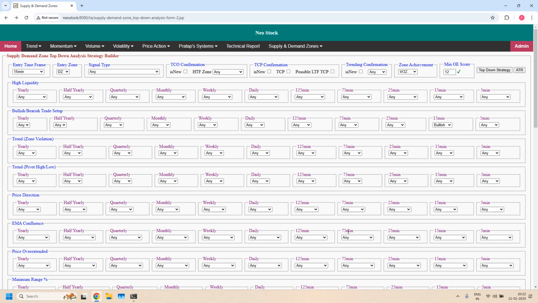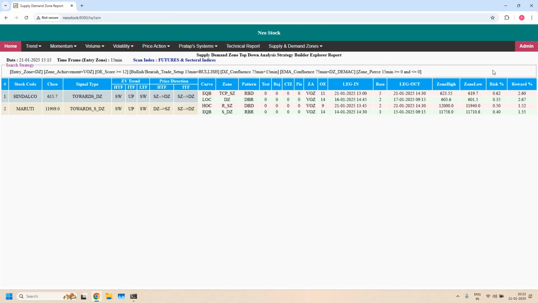Just a small mistake. I need to set it in the 75 minutes time frame, because the 15 minutes demand zone is part of the 75 minutes demand zone in daily income trade, because the entry time frame is 15 minutes. So the 15 minutes demand zone is part of the 75 minutes demand zone. That's why I am setting the filter 75 minutes demand zone having daily EMA Confluence. With this filter, we got 2 stocks. So these 2 are even more high probability trade setup supported zones.